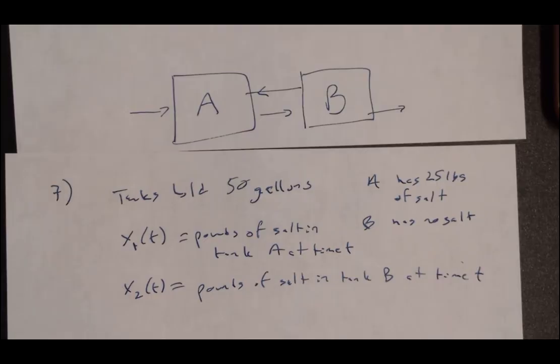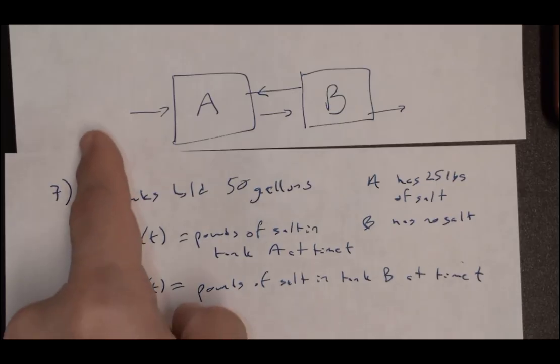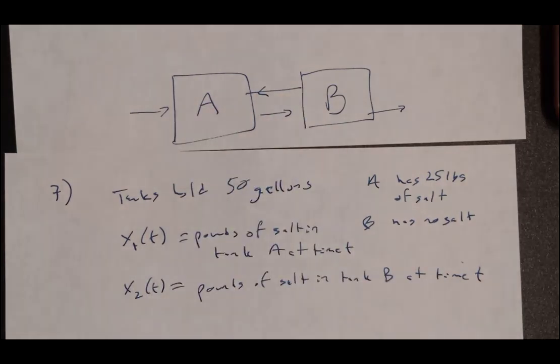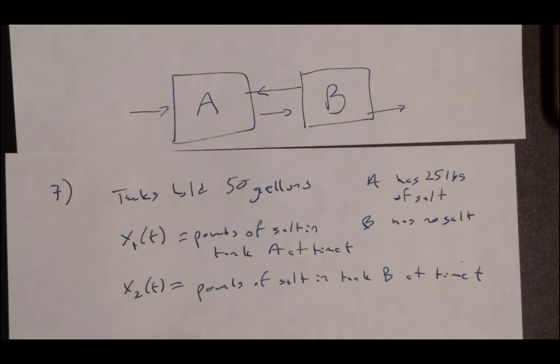Now, in order for me to get this to a set of differential equations, I need to know stuff about what's going on in that picture. I need to know about what's going in on the left, what's going back and forth between tanks A and B, and what's coming out on the right. So I'm going to go back up to that picture and add some numbers. Actually, I'll redraw the picture. It's easier.